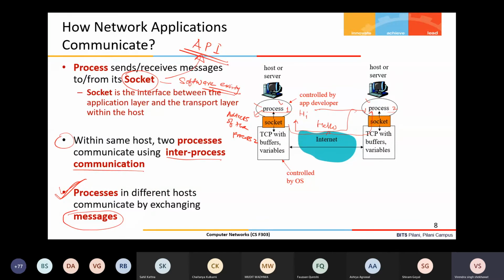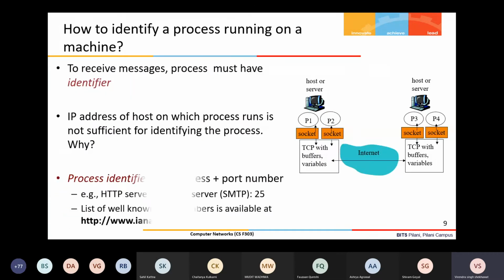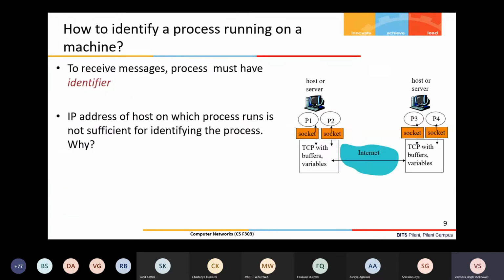So the next question is how to identify the processes, how to name the processes, how to give the address, what address we should use for identifying or selecting the processes.